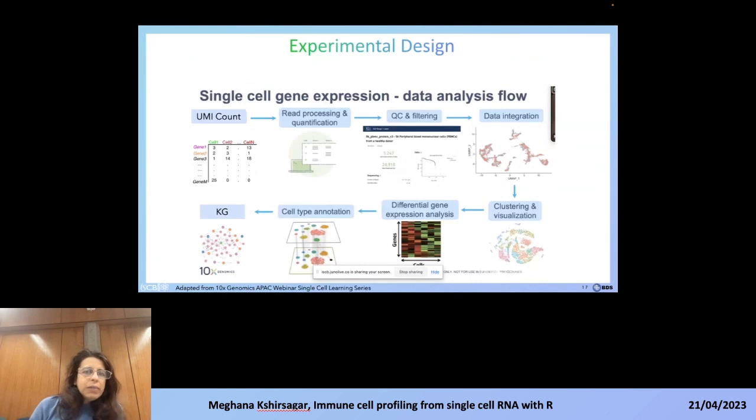So in the experimental design that we have in the tutorial, we have the UMI count matrix which we discussed. That would be the input to the system. Then we would process it, doing some filtering to make sure that we have the viable cells. So we'll do some quality control and filtering.